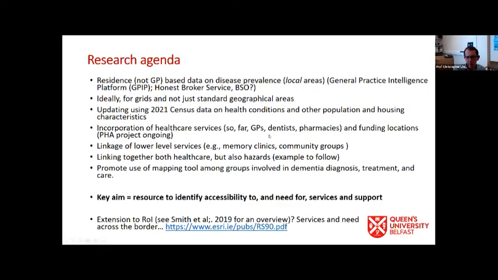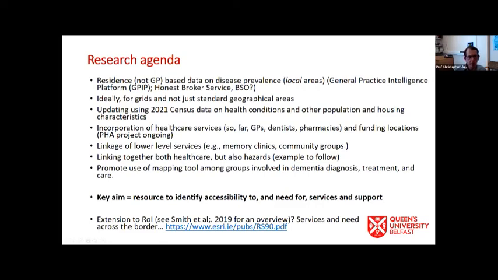Other healthcare services, we've got GPs, dentists, pharmacies. We could obviously include other forms of support or primary care, like hospitals or certain types of hospital departments, funding locations. And I've already talked about the Public Health Agency project that I'm engaged in at the moment, which is looking at gaps in funding. Other lower level services, like in the case of dementia, potentially memory clinics or community groups could be included. And the original vision of this project was that people would engage with it in a variety of different ways and contribute information which is added so that it becomes actually useful rather than just being an academic resource.